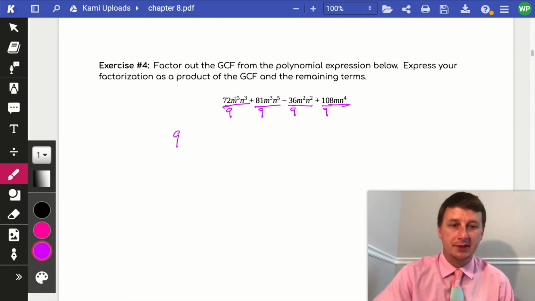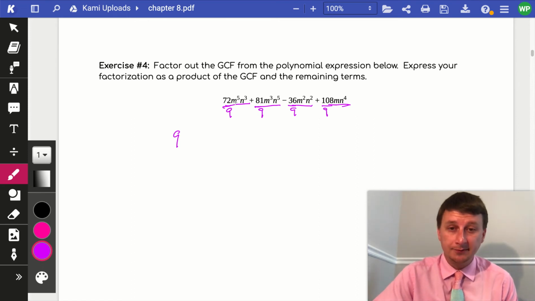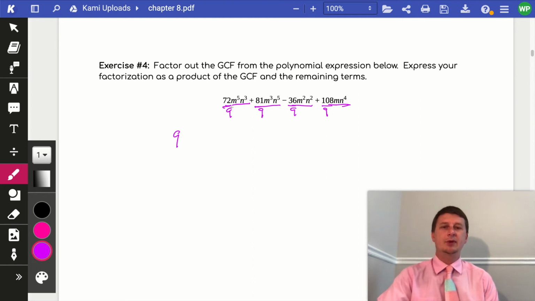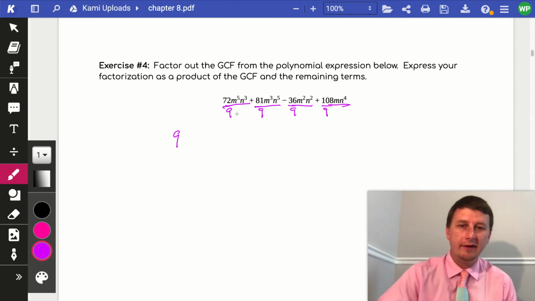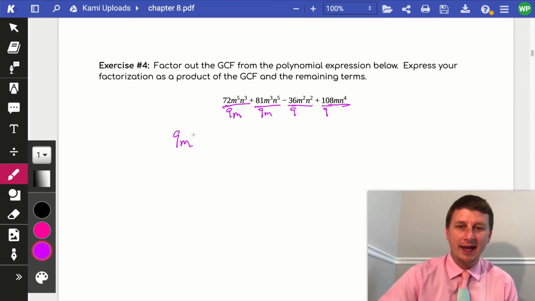But we have more than just the coefficients. We have m's. So if we want to divide all of these by the most number of m's they have in common, well, let's see. This one is m to the 5th, 3, 2, and 1m. So they all have at least an m. So I'm going to have my GCF of my m's be just 1m. So far we have 9m.